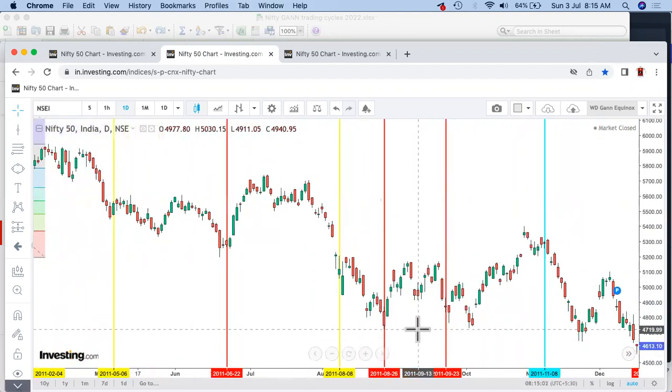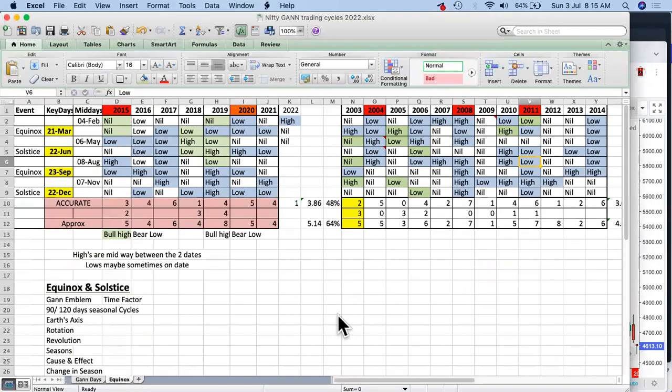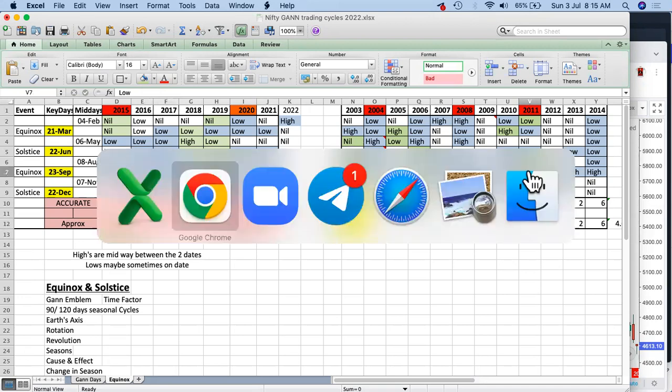Right. So this was more like a double bottom because from here the market did go up. That's why we are considering this as a low. And we'll consider 8th of August as an adjusted low. So that makes it 5 and this makes it 2. Right. So after August, we would be coming down to 23rd of September.